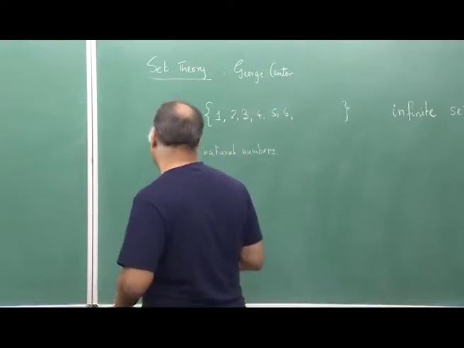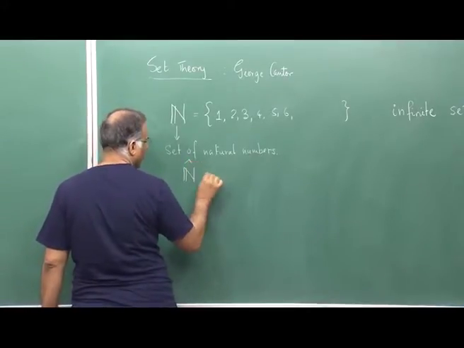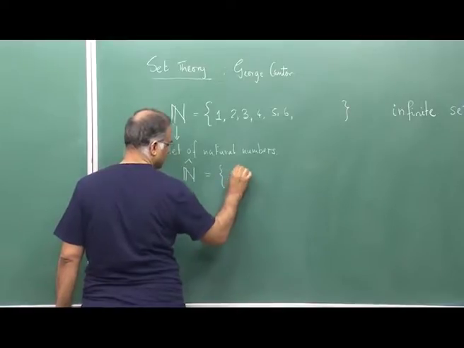So, this is the set of natural numbers. Some people try to define what is called the set of whole numbers by introducing 0 into the set of natural numbers.